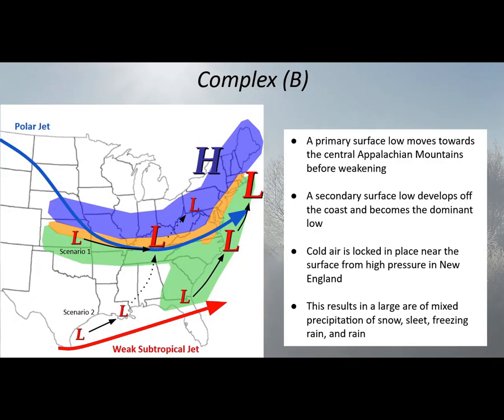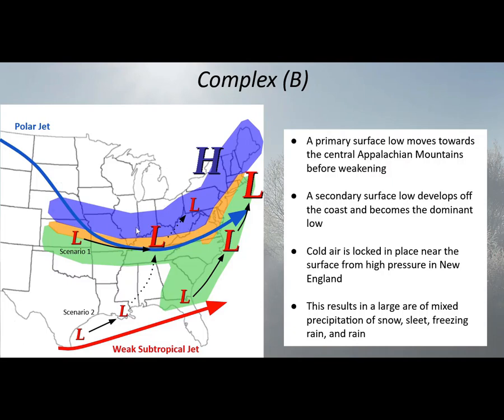But we also have complex storms. Now, in this case, a primary surface low moves towards the central Appalachian Mountains before weakening, with a secondary surface low developing off the coast and eventually becoming the more dominant low. Cold air is locked in place with high pressure in New England, which results in a large area of mixed precipitation of snow, sleet, freezing rain, and rain.